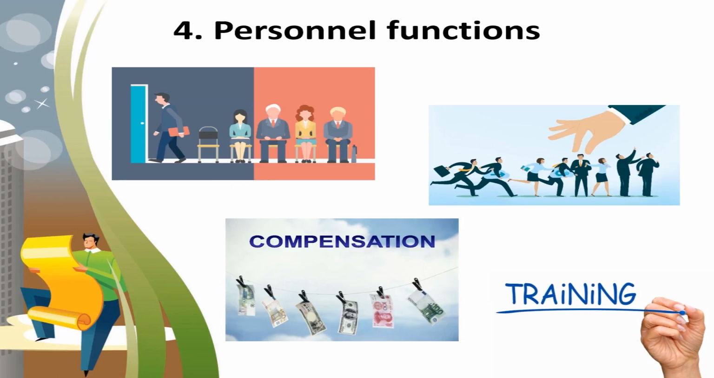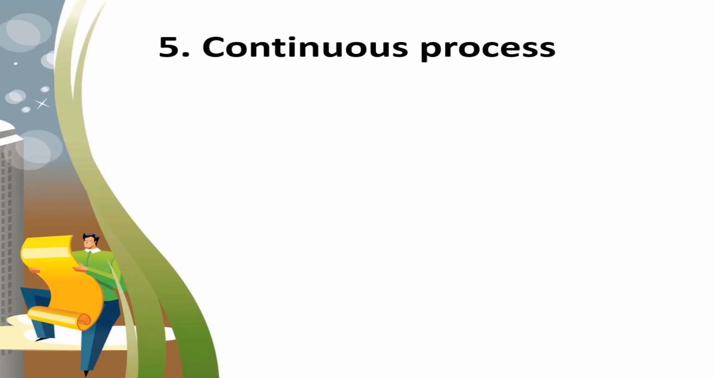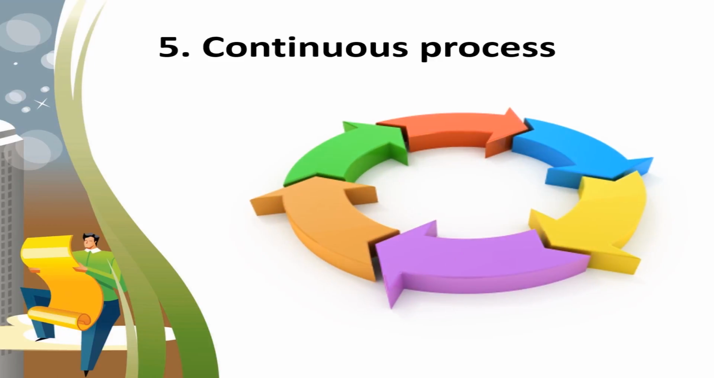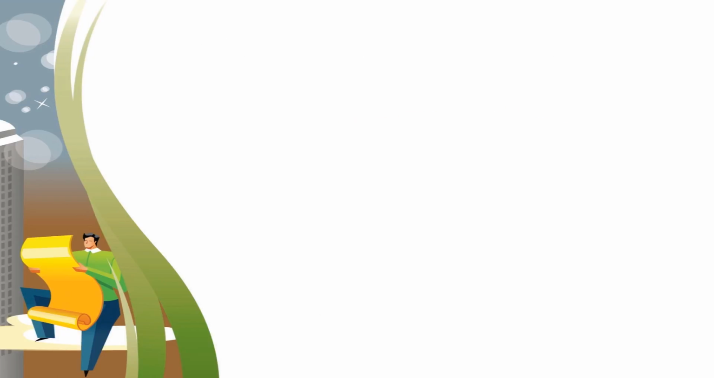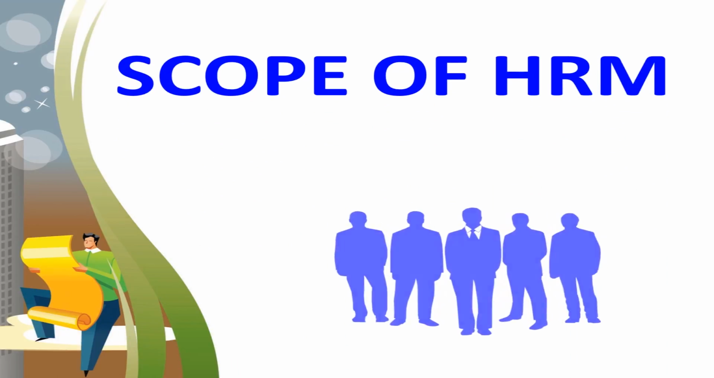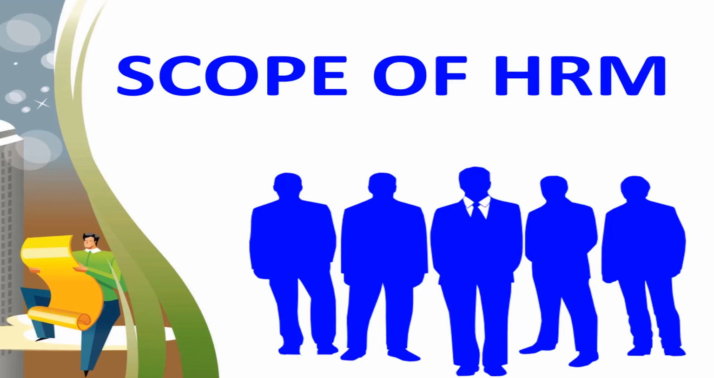Last one is continuous process. It is not a one-step function, rather, it is a continuous process which pervades all areas of organization. Okay, as we have discussed the nature of HRM, we will now discuss its scope, in order to get better clarity as to what variations HRM holds.